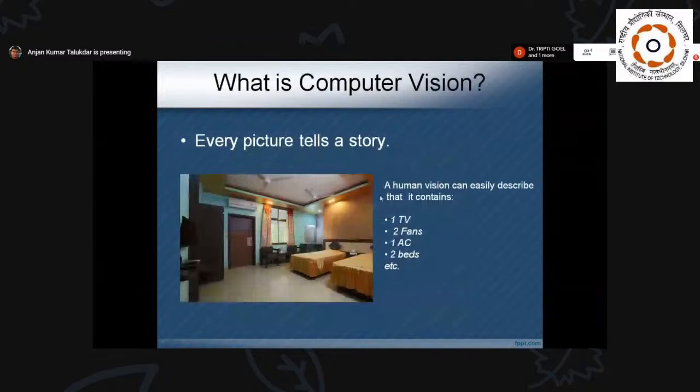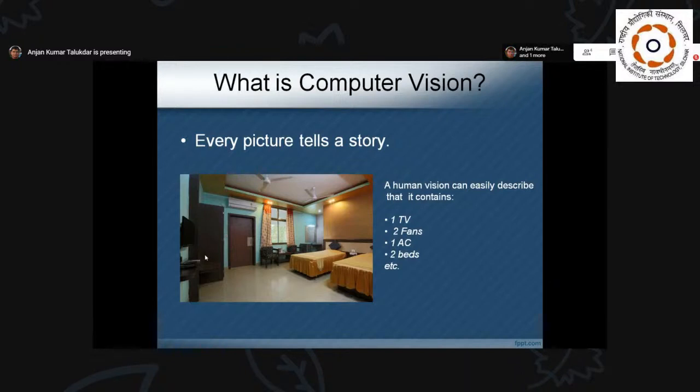So what is computer vision? As we know, every picture tells a story. So if I ask any one of you, what do you see in this picture, you can easily answer. But the answers may be various. Someone may say, I have seen one TV, two fans, then one AC, two beds, then the color of the bed sheet is yellow, like that. So we can describe this image in various ways.